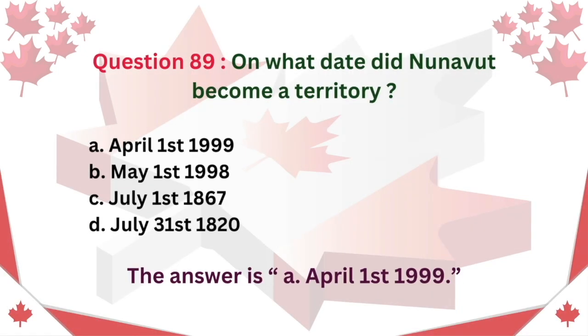Question 89. On what date did Nunavut become a territory? A. April 1, 1999. B. May 1, 1998. C. July 1, 1867. D. July 31, 1820. The answer is A. April 1, 1999.